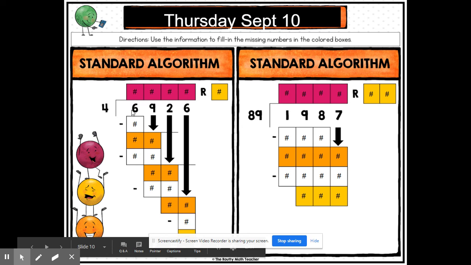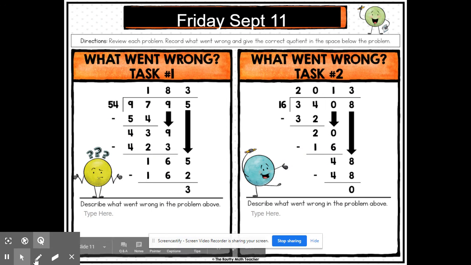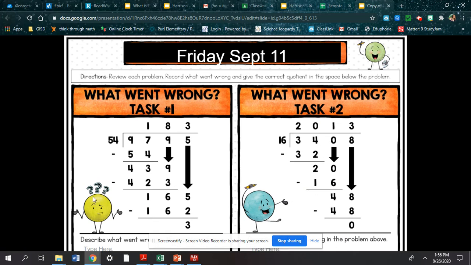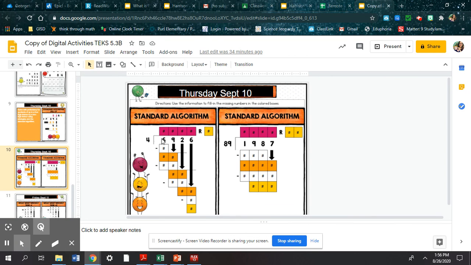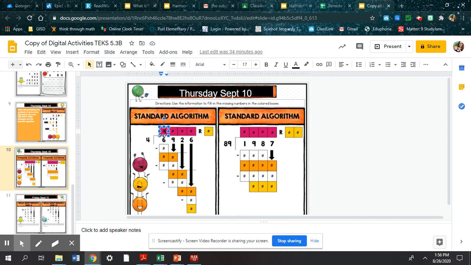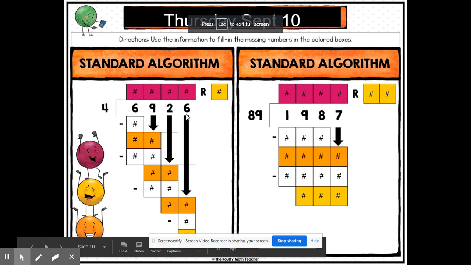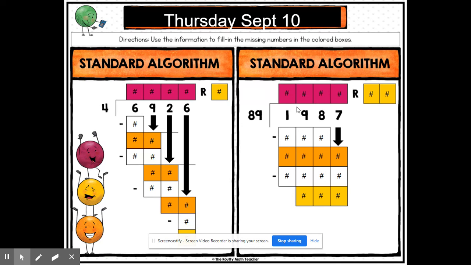And the same thing: how many groups of 4 are in 6? And you're going to fill these out according to what you get there. You're going to do that on this side, and this one might have a remainder. And then you're going to do it again for this one. How many groups of 89 are in 19? I probably can't do that, so now I need to look at 198. So that's what you're going to do today.